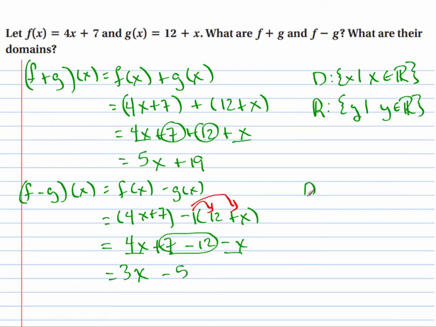The domain did not change. It shifted a bit, but this is the set of x such that x is a real number, because there are no restrictions on x. We're not square rooting a negative number, and we're not looking at 1 over 0. And the range is the set of y such that y is a real number.